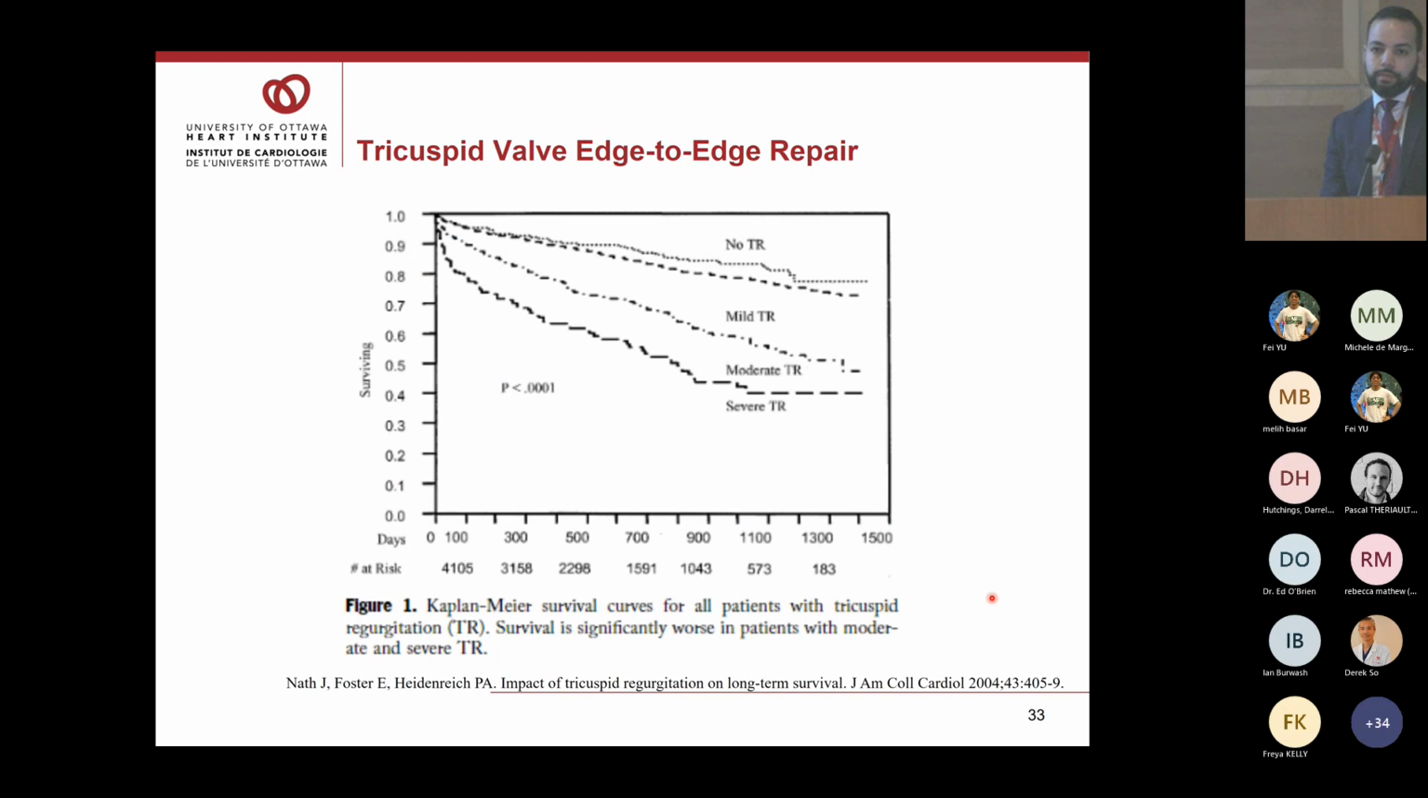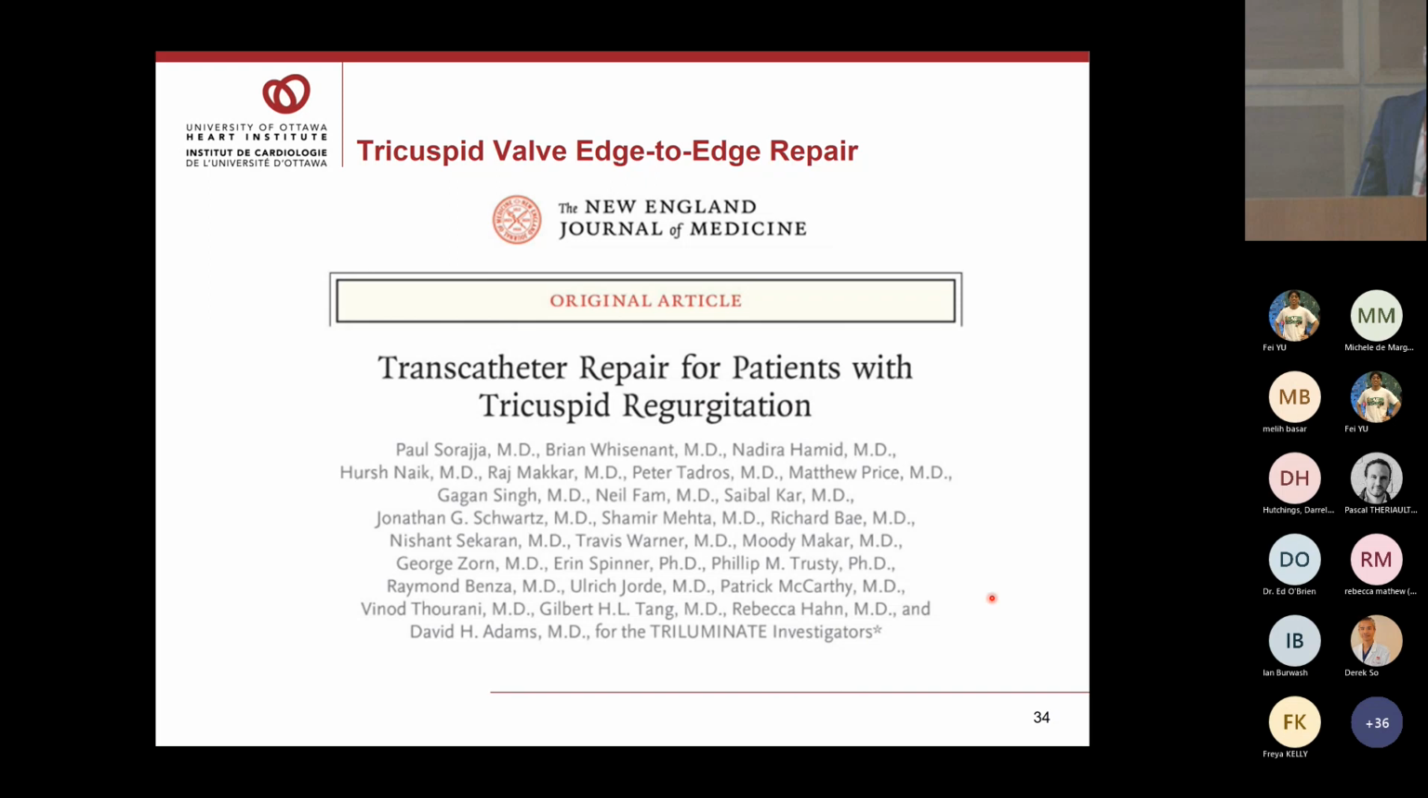This is just to show the increase in mortality of patients based on their tricuspid regurgitation. So the worse your TR is, the less likely you are to do well, the more likely you are to die. There's not really any great data out there to show that there's anything that we can intervene on or that any intervention modifies this. And that's kind of the goal of studies that are ongoing.